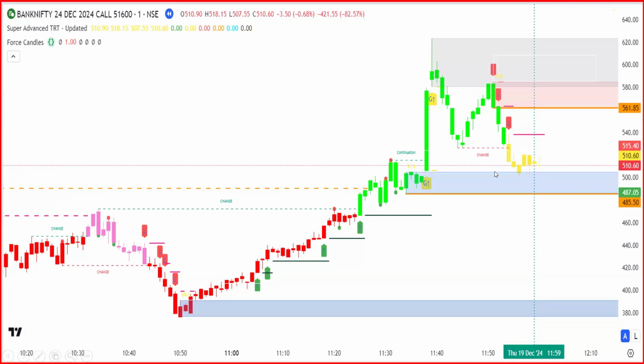This was the buying area around 510 and stop loss was around 485. So I bought here at around 510.6 and my first target was just 25 rupees. I added 25 here. 535 was the first target. 560 was the second target. And then trailing stop loss. So this way I took the trade and exited it.